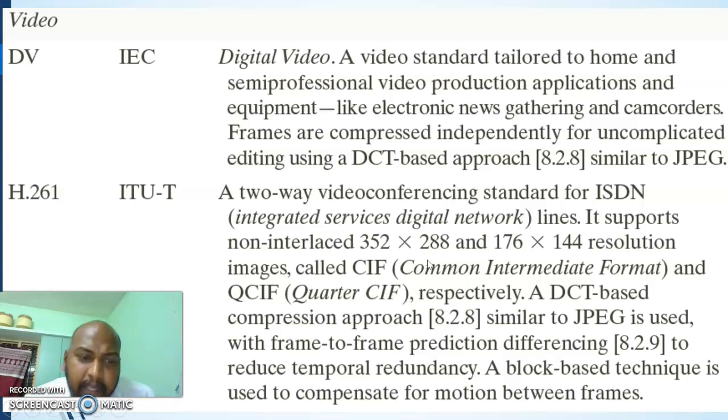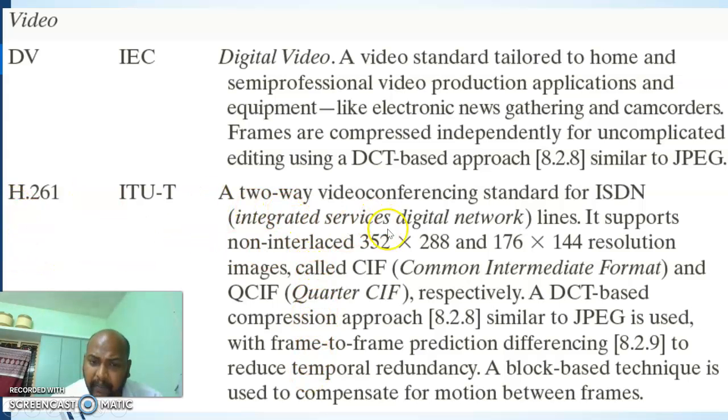Next we can see video. First is digital video, which is standardized by IEC and is DCT based. In transformation they use DCT, and in the coding algorithm they use entropy-based coding, like Huffman coding and arithmetic coding.